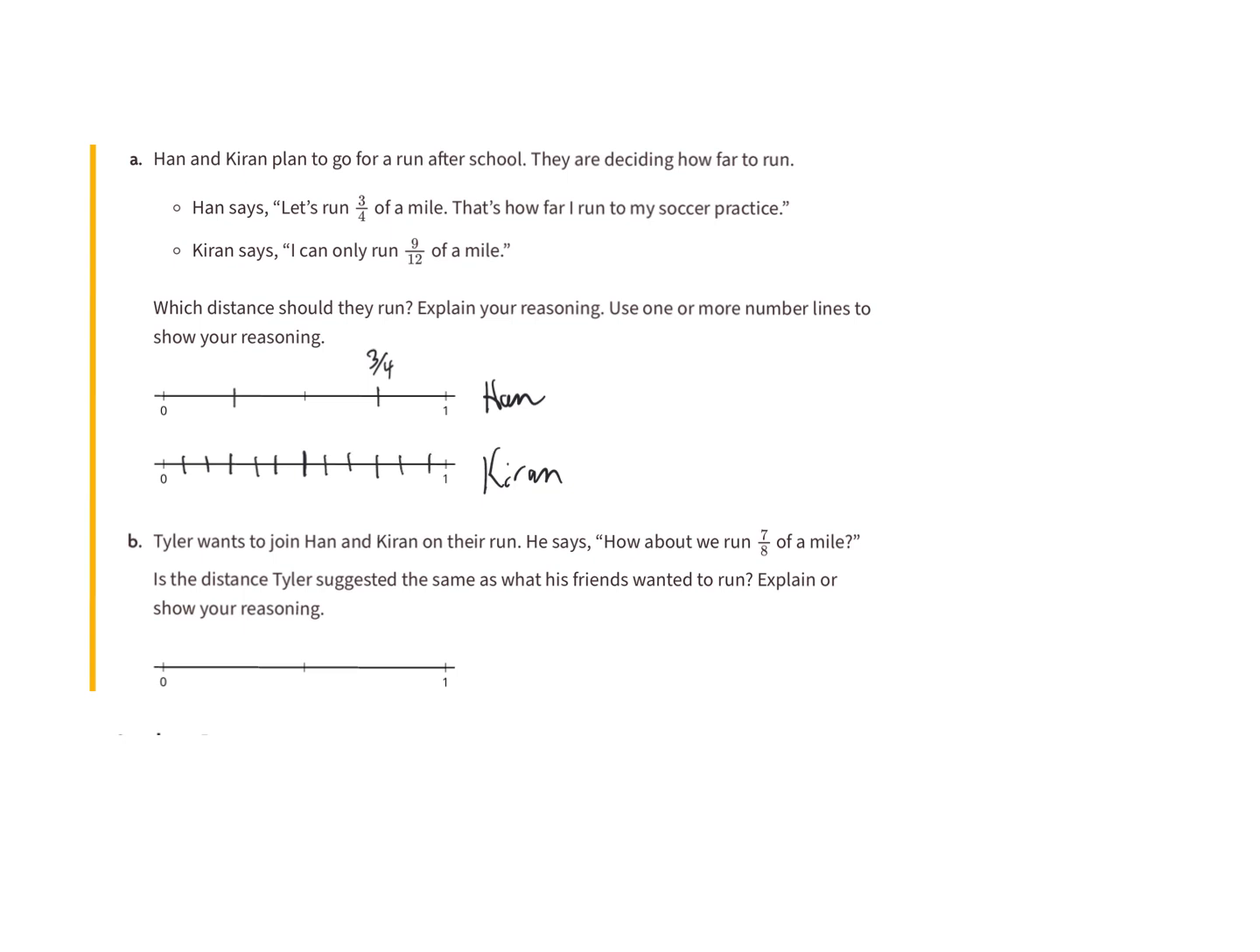Okay, so let's see, that's 6, 7, 8, 9. So here would be my place for 9/12. Let's see, so which distance should they run? Explain your reasoning. Use one or more number lines. Okay, so it does look like they're in the same place.